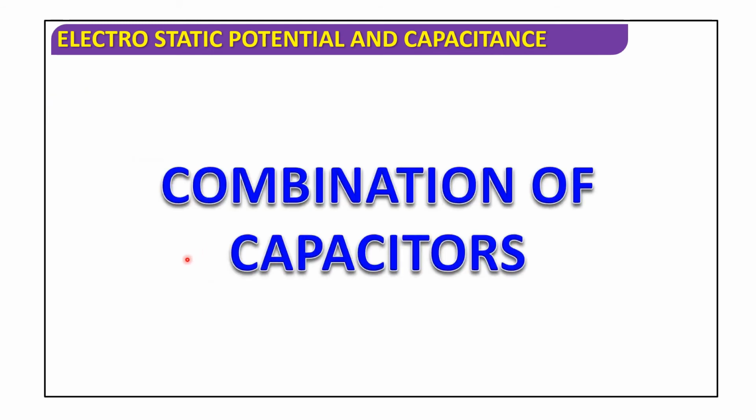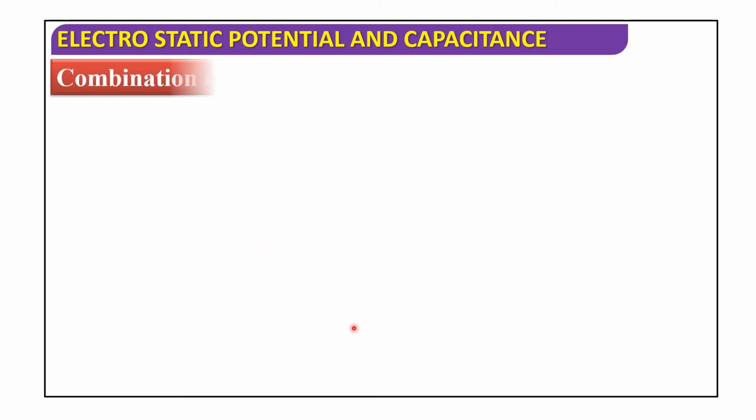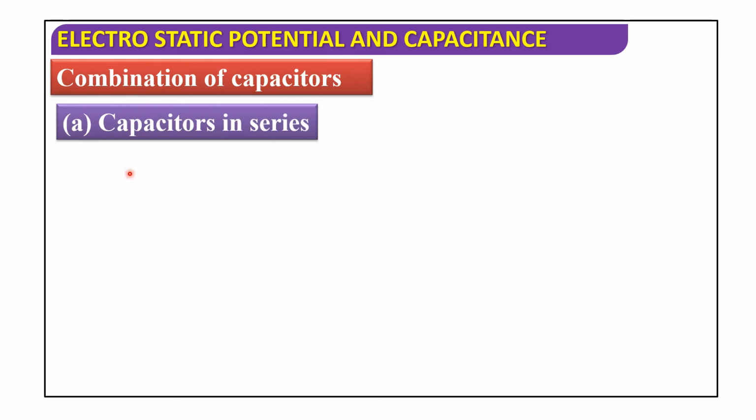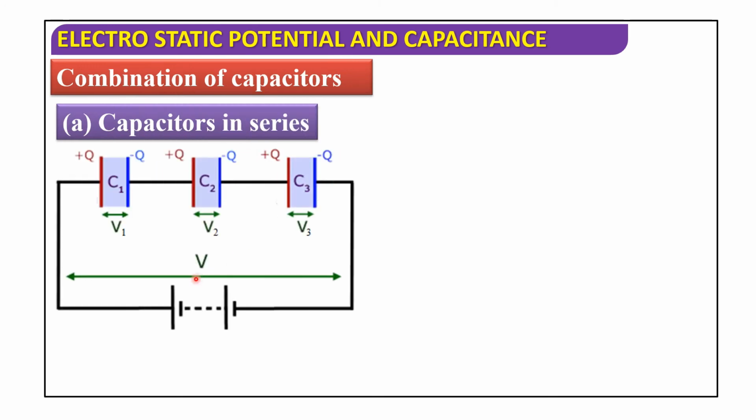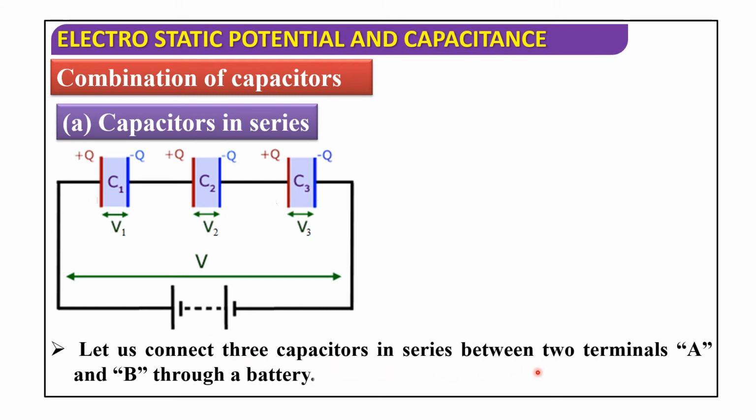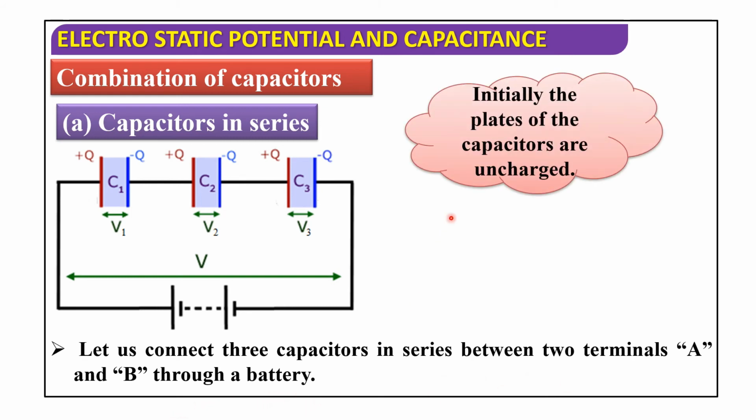Next, now we'll discuss combination of capacitors. First, capacitors in series. See, this is the circuit diagram for capacitors in series. C1, C2, C3 are connected in series, and these are connected to the battery. Let us connect three capacitors in series between two terminals A and B through a battery. Initially, the plates of the capacitors are uncharged.